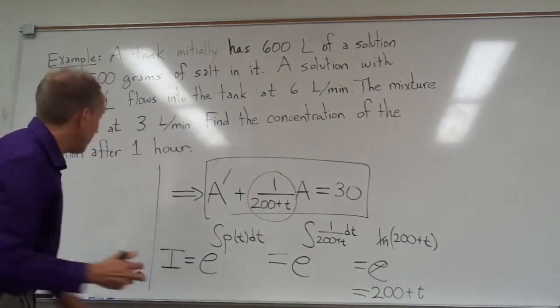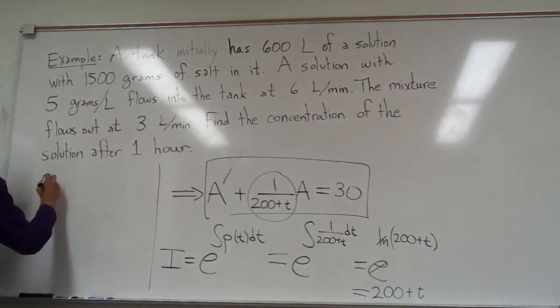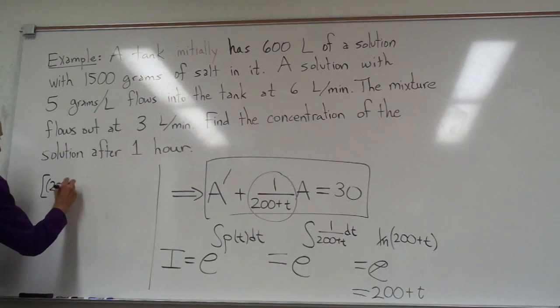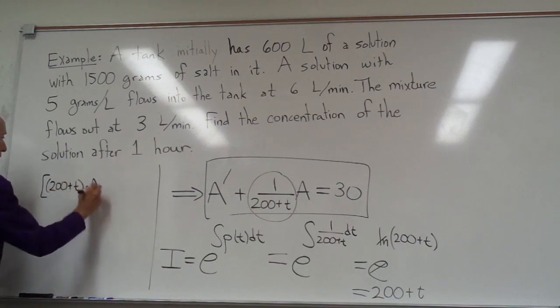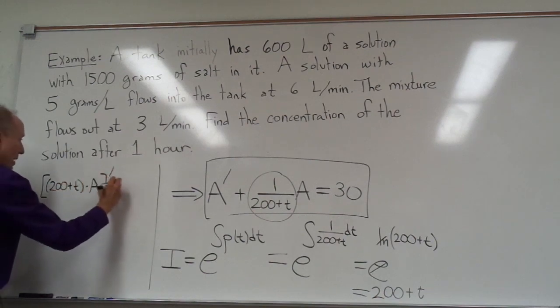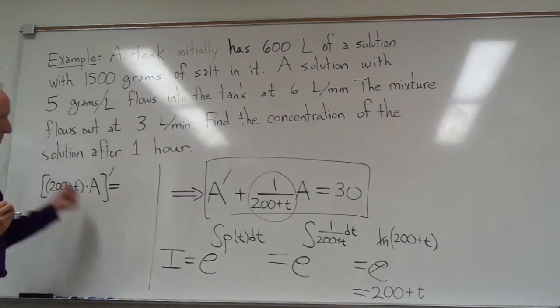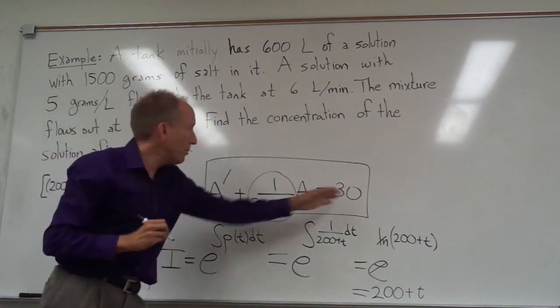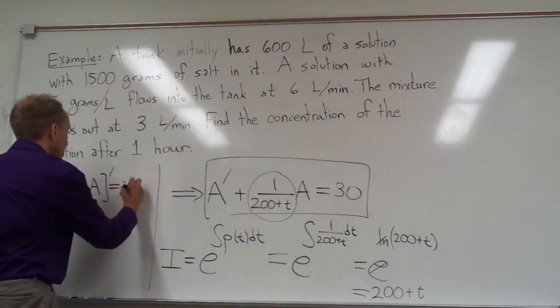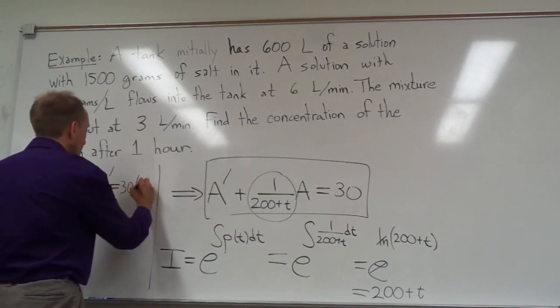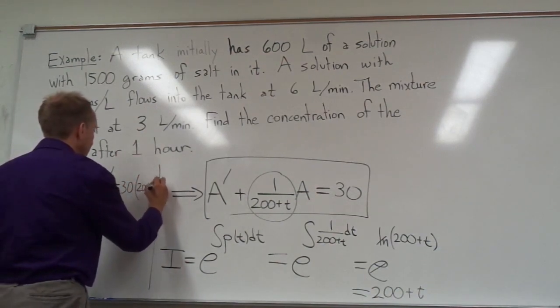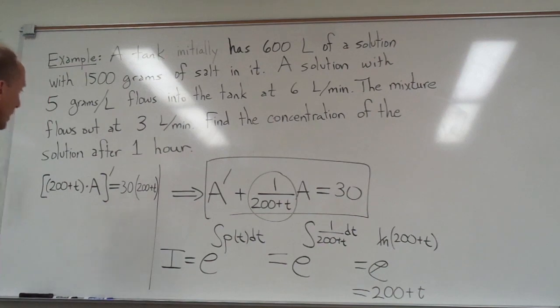So, what do I end up with? Remember that we take that integrating factor, we multiply it by the unknown function, and we have a product rule derivative that is supposed to equal the right-hand side, which was 30, times the quantity 200 plus t. That's going to just look like that.